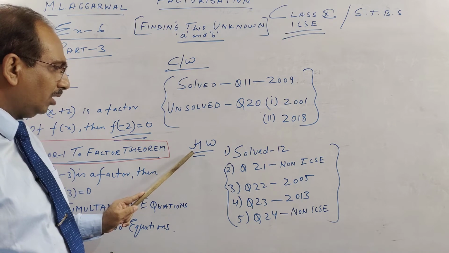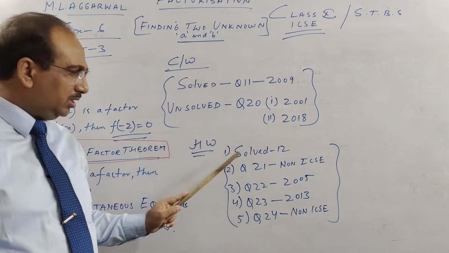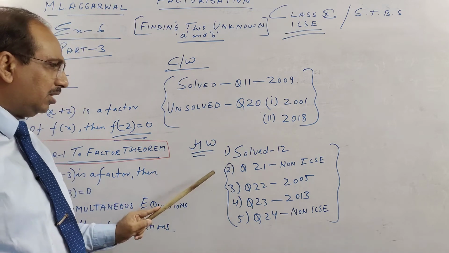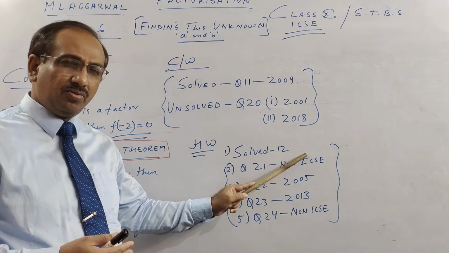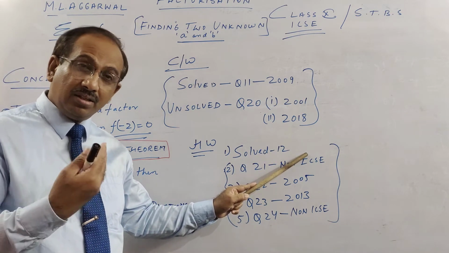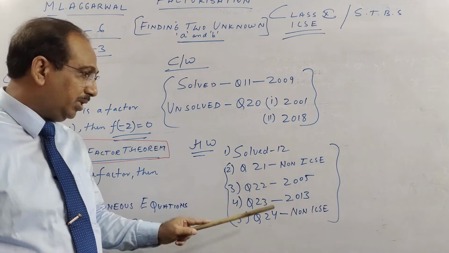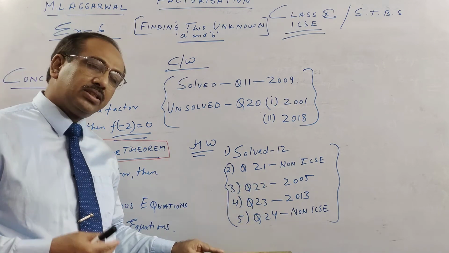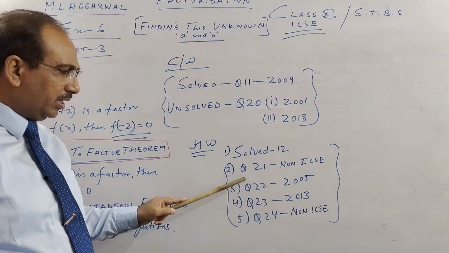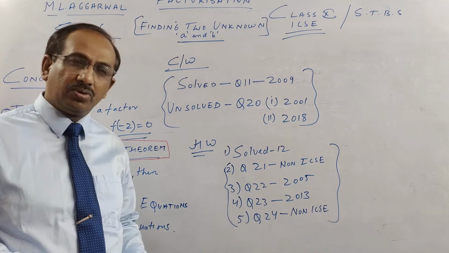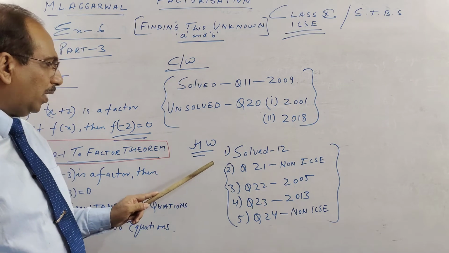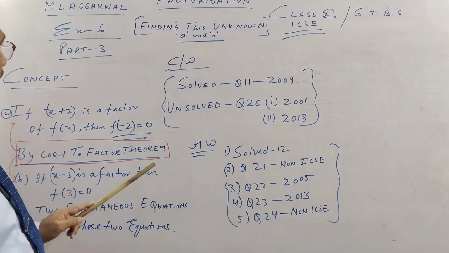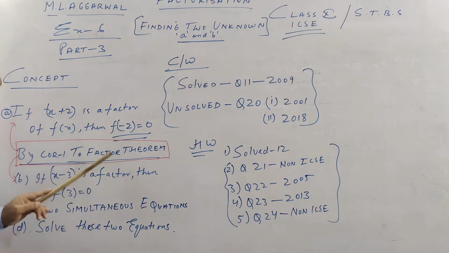After I do this, you will try these 5 questions. Solve 12 is a little bigger, where you will see we have to factorize that equation also after getting a and b. There are 4 questions, 2 ICSE and 2 non-ICSE, and they are also very good. So unsolved 21 to 24, these 5 questions you try, and I hope you will be able to do them. So here we start today's class.